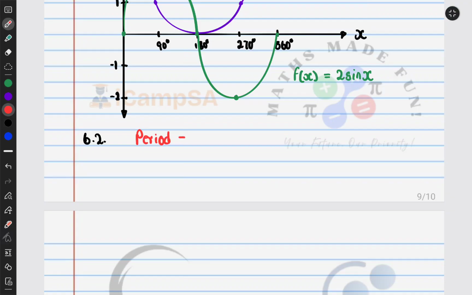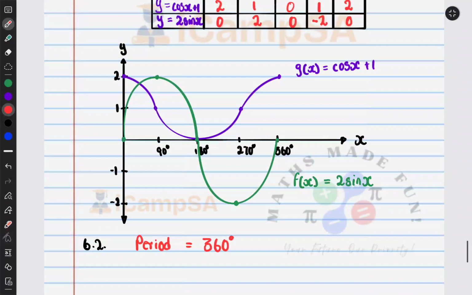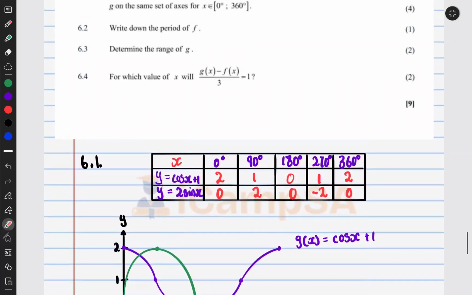Remember, the period is the time it takes for the function to complete one cycle. So it's 360 degrees. We're looking at the sine function, it goes from 0 degrees all the way until it comes back here at 360 degrees. Once it reaches 360 degrees, one full cycle has been completed. If we were to go up to maybe 720 degrees, you will see that it takes another 360 degrees to complete another full cycle. So that is the period.